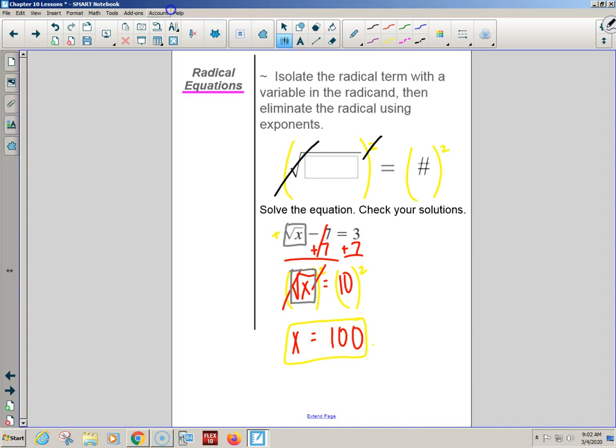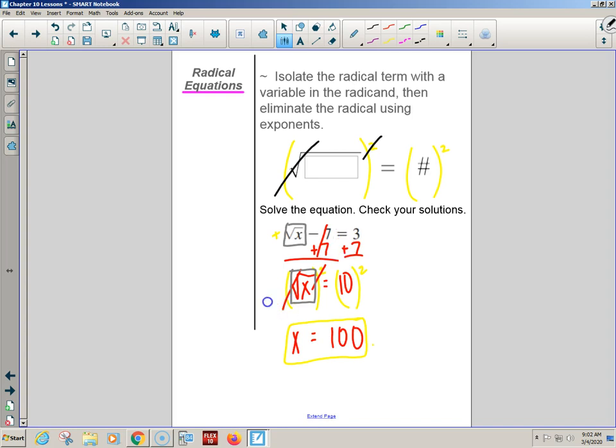That's a little different than quadratics, which might confuse a few of you. But the nice thing is, if you have a square root and you're squaring it, you don't have to worry about the absolute value.